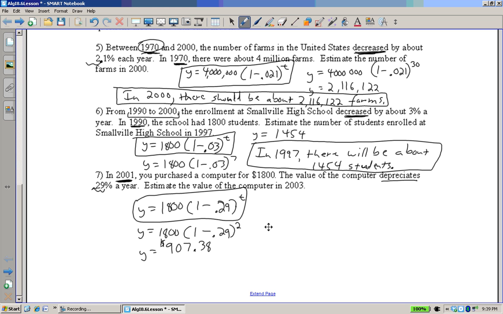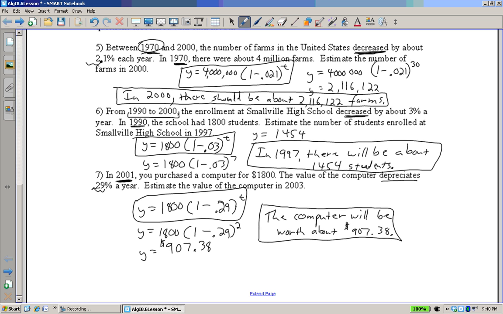That works for the cents. So the computer will be worth about $907.38. Of course, if it were worth $850, that would be well within the range here, $950, somewhere in that range. But we're just giving an estimate of the value.